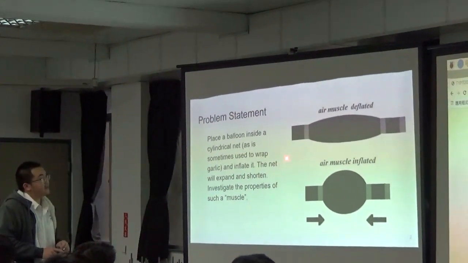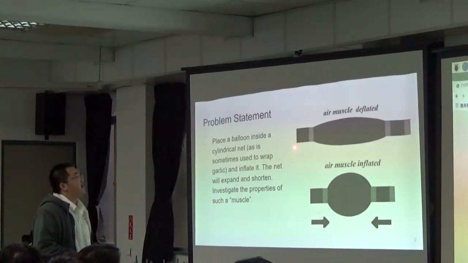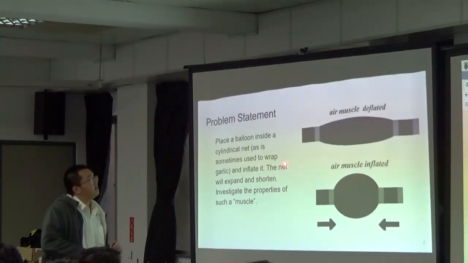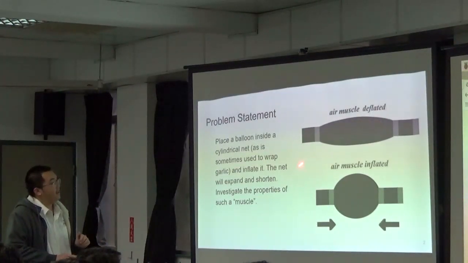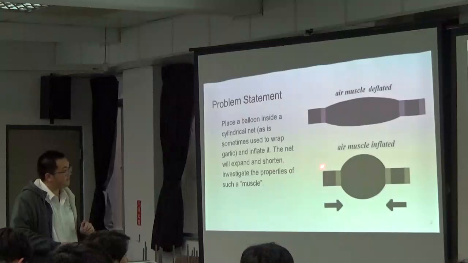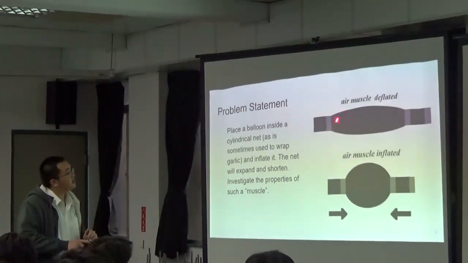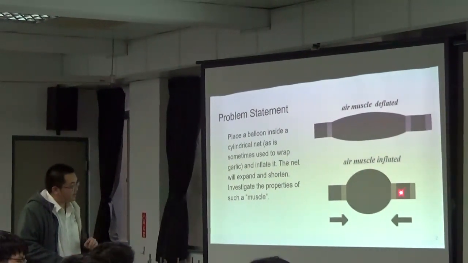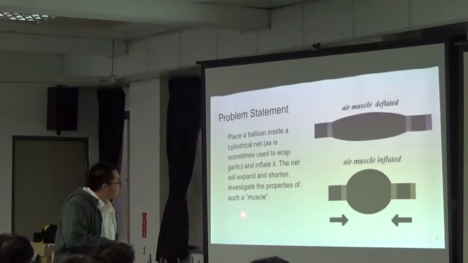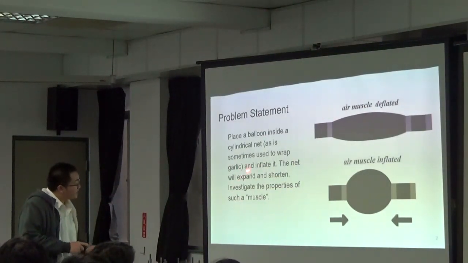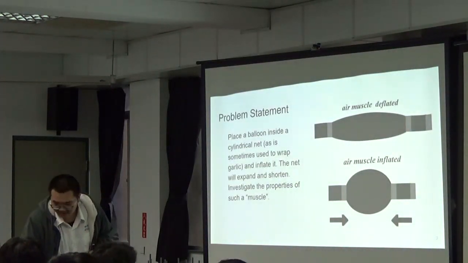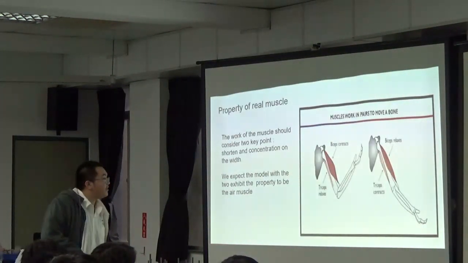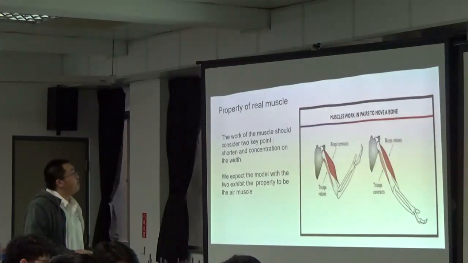First we look at the picture shown here. At the beginning, the air muscle looks like a totally straight line. Then if you inflate air or other things inside the balloon, it will start being shortened. Because the problem statement asks us about muscles, we have to look at how real muscles really work. So the next thing I'm going to talk about is the property of real muscles.